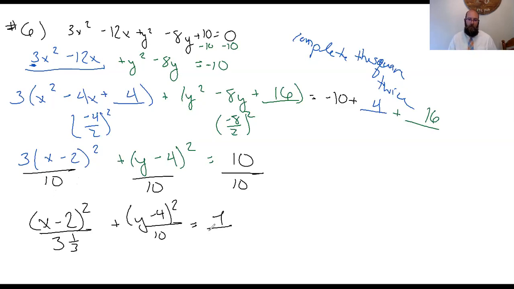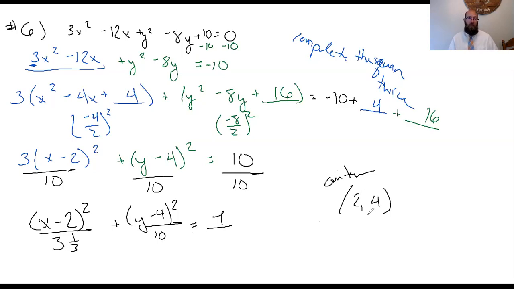So that's my formula. In this case, the major axis is going to be up and down because the number underneath y is my larger number. And yeah, we should be good there. The center is going to be at 2, 4. Then you can find the major axis length, which is 2 times the square root of 10, and the minor axis length is 2 times the square root of 3 1/3. And that's pretty much all that we need to know there.